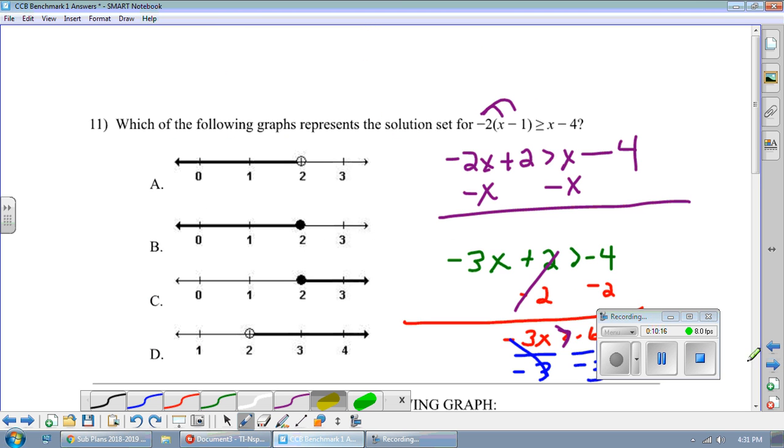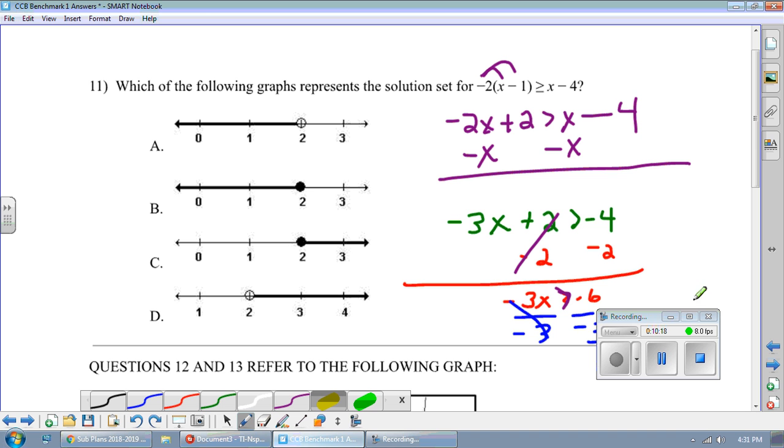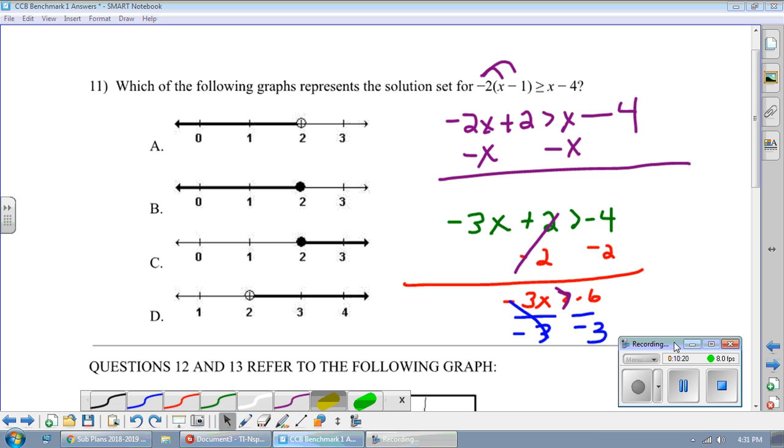Number 11. Which of the following graphs represents the solution set? This is a distribution inequality. We must get rid of those parentheses before we can do anything else. So we distribute the -2 to the x to get -2x. -2 times -1 is a positive 2. Big mistake, that is a positive 2.